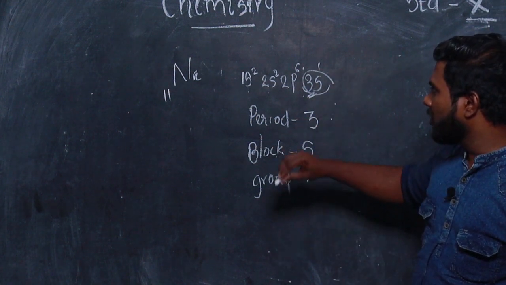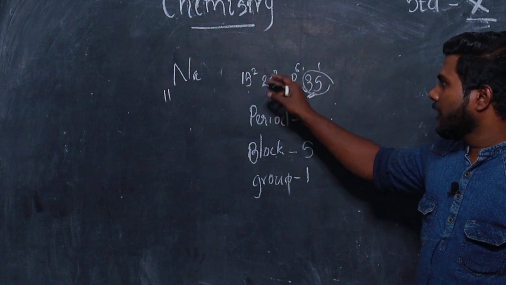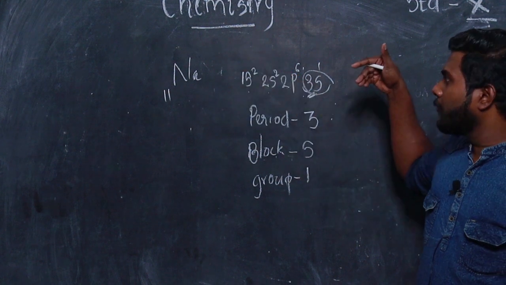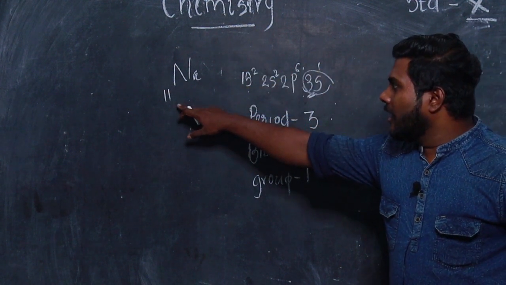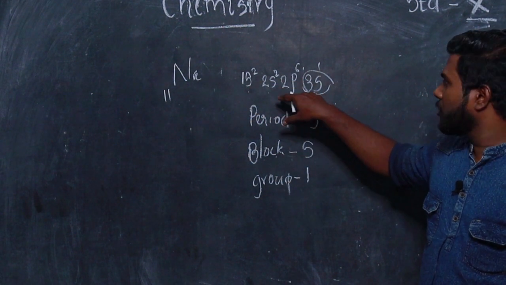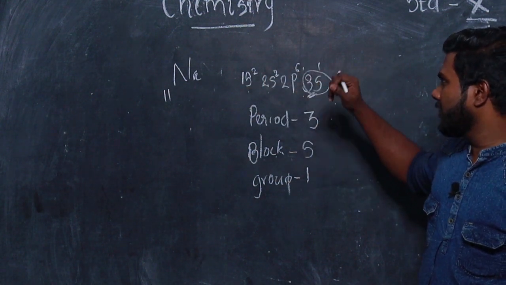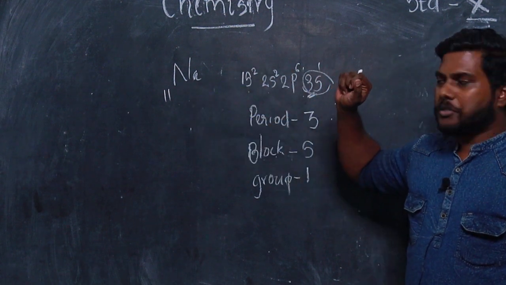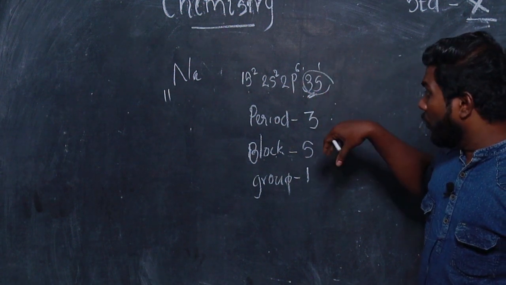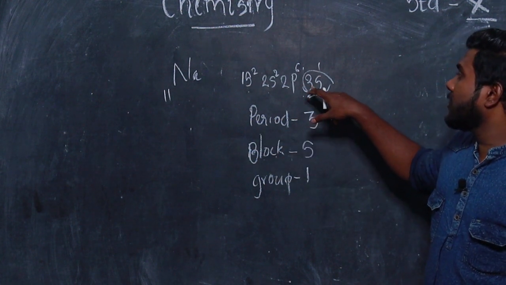I want to explain once more. Here we can find the period, block and group of this element. Here 11 electrons are there, so in the first shell 2 electrons, then second shell 2s2, 2p6. So 2 plus 2 is 4, plus 6, 10. In 11 electrons, the last subshell is 3s1. Now I want to explain once more, period means the largest shell.